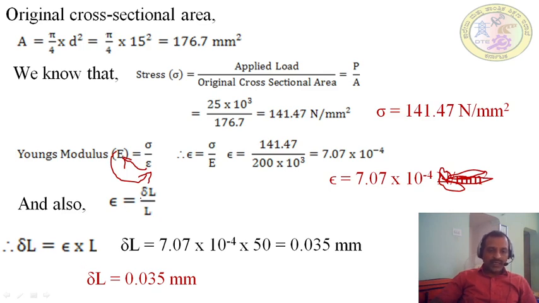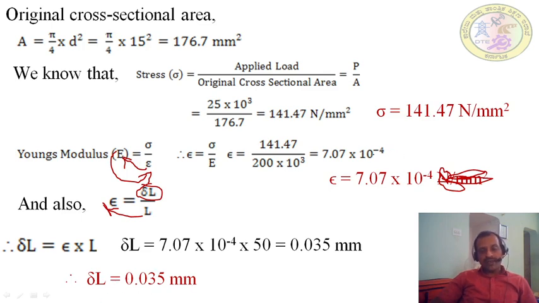So again, you need to find out delta L. For this delta L, this L multiplies with this, so it becomes delta L is equal to epsilon into L. So delta L is equal to 7.07 into 10 to the power of minus 4 into 50. So this is equal to 0.035 mm. Therefore, delta L is equal to 0.035 mm.